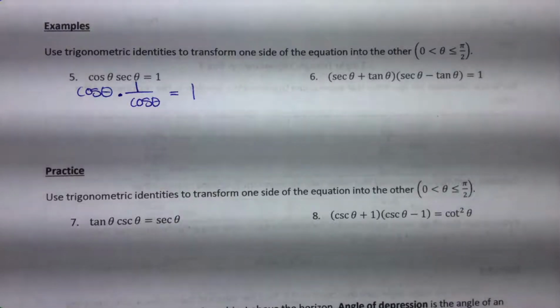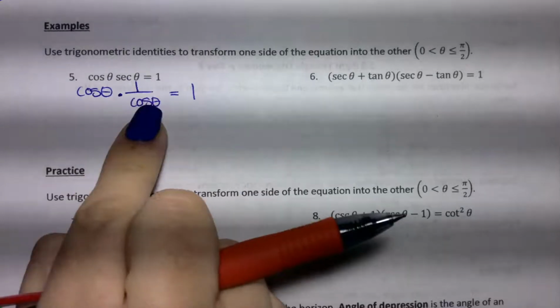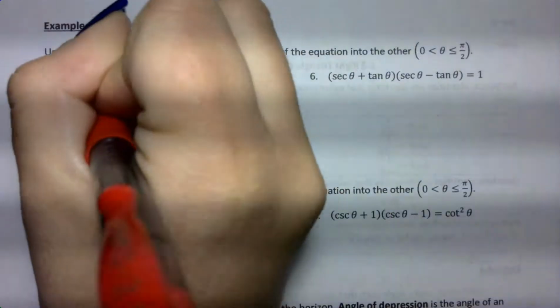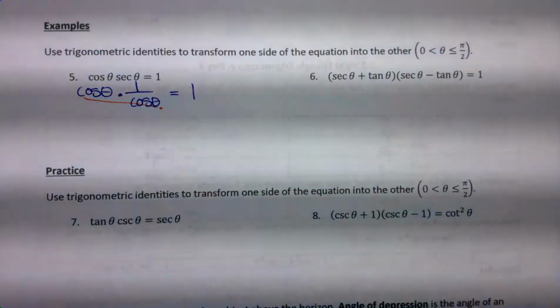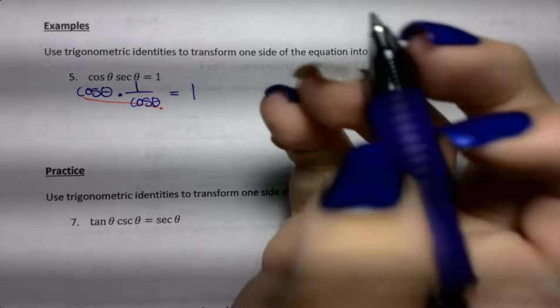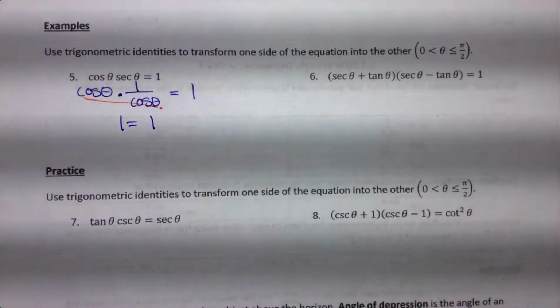Okay, so then if I take a look at this, notice I have cosine of theta times 1 divided by cosine of theta. Anything divided by itself cancels out. I am going to just show you that cancels out, but I would actually leave this step written like that. And then I want to rewrite this, showing that those canceled out, so 1 equals 1.